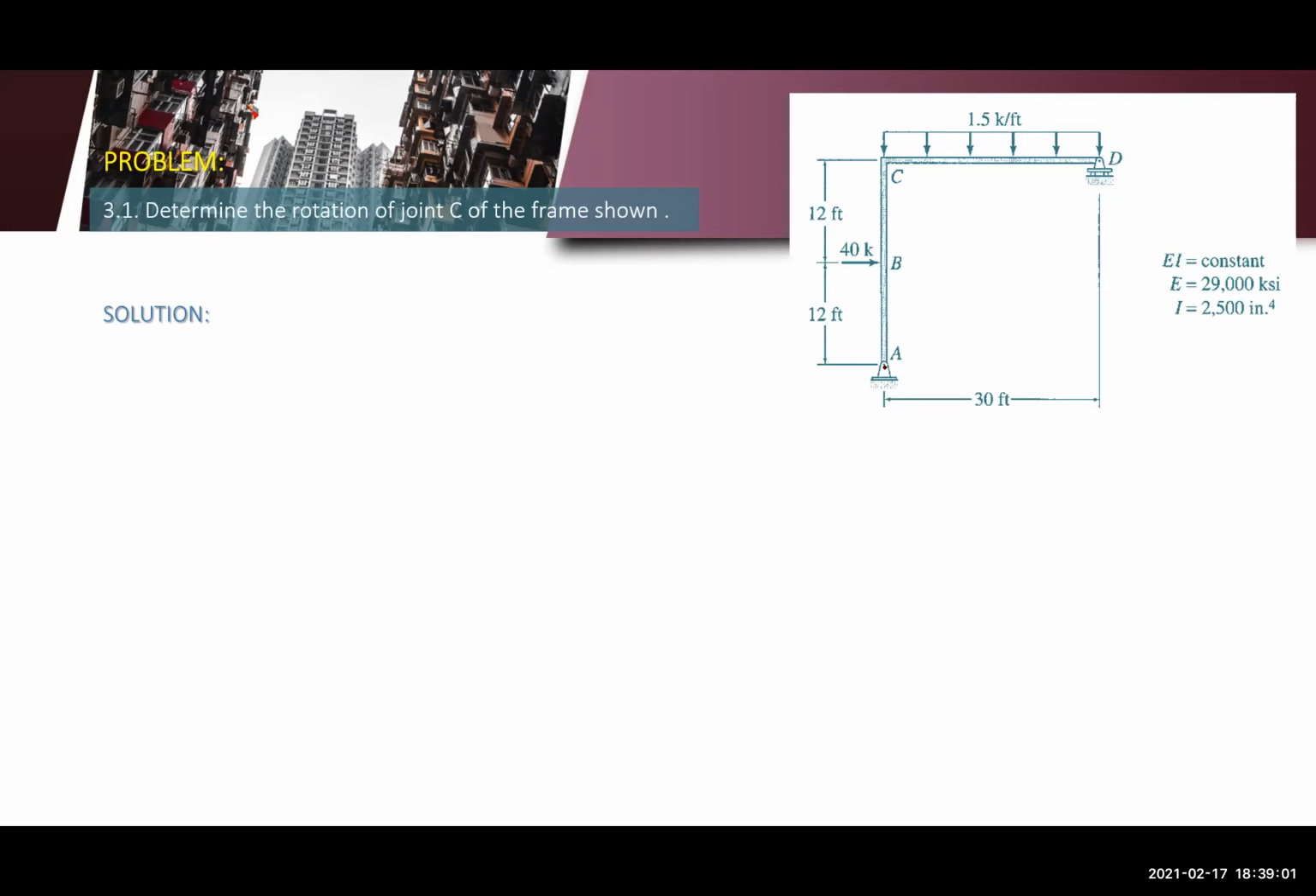So, ang first or unang member is member AC tapos member CD. Kung mapapansin nyo yung member CD, isang segment lang siya. Yung member AC, nahati siya sa dalawang segment because of your 40. So, meron tayong segment AB tapos segment BC. So, therefore, we need to have 3 equations: segment AB, segment BC, tsaka segment CD. Now, unahin natin yung virtual work.